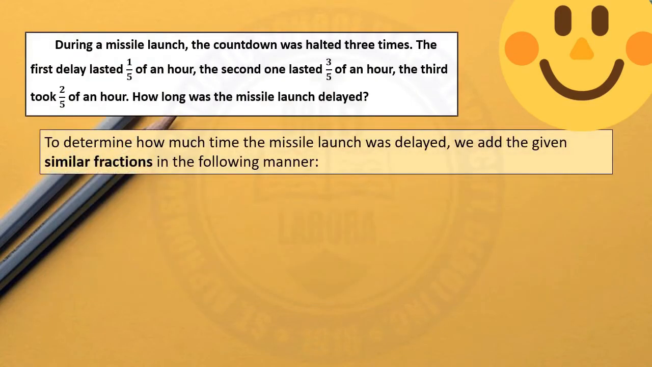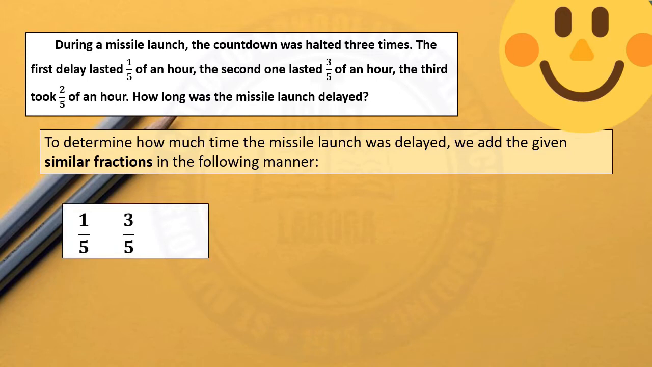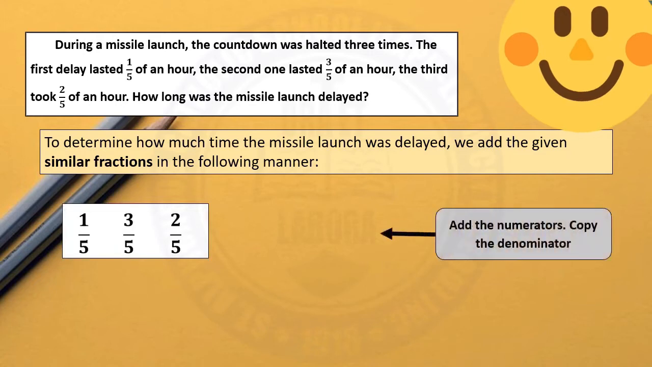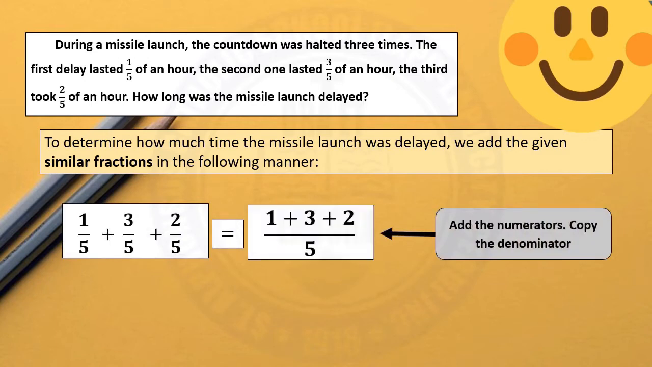To determine how much time the missile launch was delayed, we add the given similar fractions in the following manner. We have the similar fractions 1/5, 3/5, and 2/5. Let's follow the steps. First step, add the numerators. So we have 1 plus 3 plus 2. Next, copy the denominator. Their common denominator is 5, so let's copy 5.